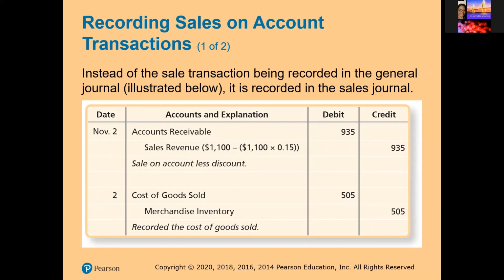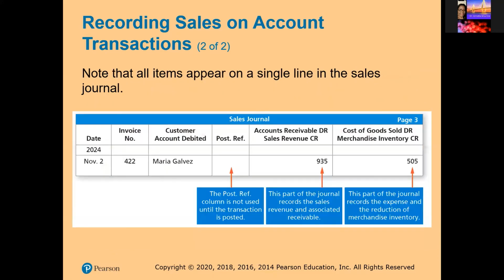So on November 2nd, accounts receivable was debited for $935 and sales revenue was credited. November 2nd, cost of goods sold, $505, was debited and merchandise inventory was credited for the same amount. When a business uses special journals, instead of recording this transaction in the general journal, the business records the transaction in the sales journal.